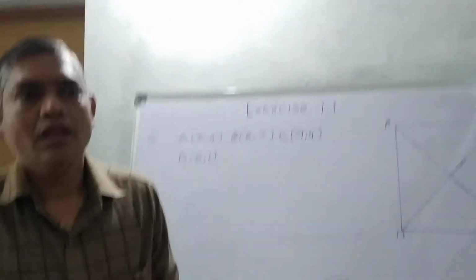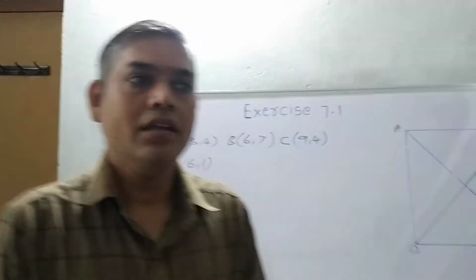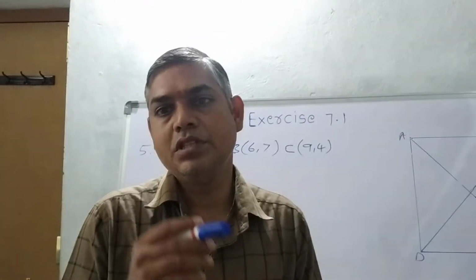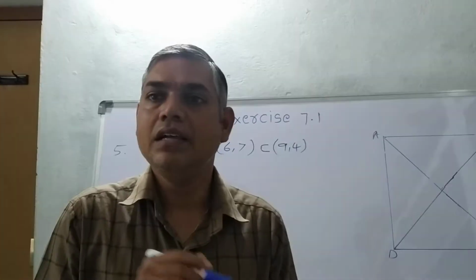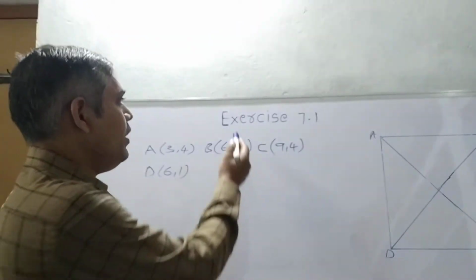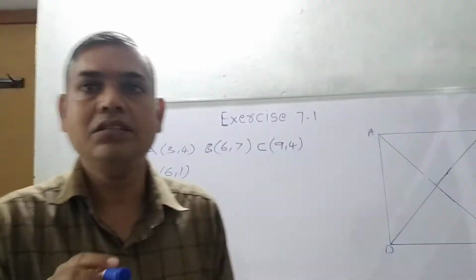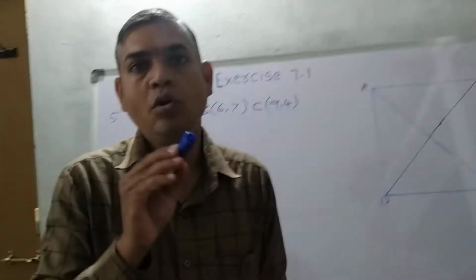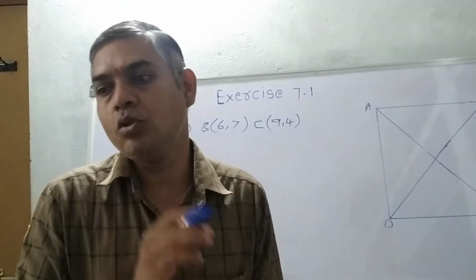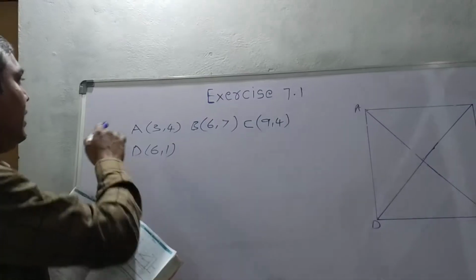Children, 10th class mathematics, class number 3. We have already started in class number 1 and 2. The chapter name is coordinate geometry. Exercise 7.1. In the second class we completed up to the 4th problem of exercise 7.1. Today we are going to start problem number 5.